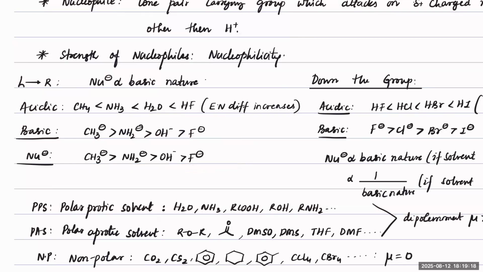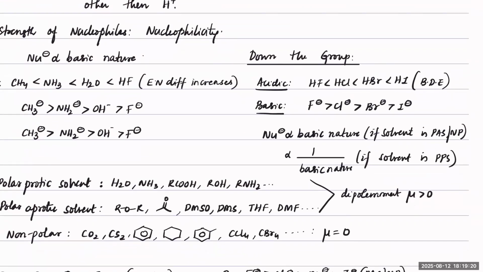Next, if you go down the group, from HF towards HI, what's happening? Bond dissociation energy is decreasing. So if bond dissociation energy decreases, breaking the HI bond is very easy. That makes it a stronger acid. Since HI is a stronger acid, I minus is the weakest base. And HF is a weak acid, which makes F minus a strong base. And this is the basic character which is followed.